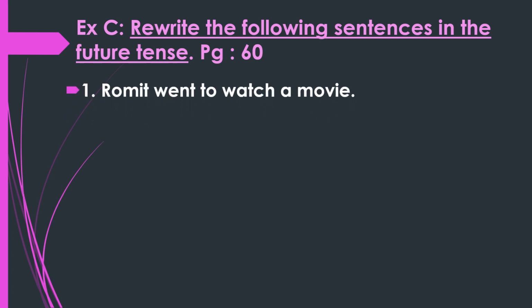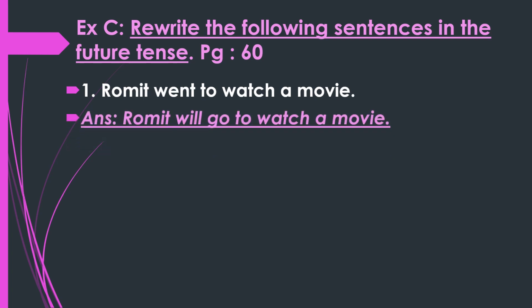The first one says, Romit went to watch a movie. Now if you notice children, this sentence is in the past tense because went indicates past tense. So when we write this sentence in the future tense, it becomes Romit will go to watch a movie. Went becomes will go.